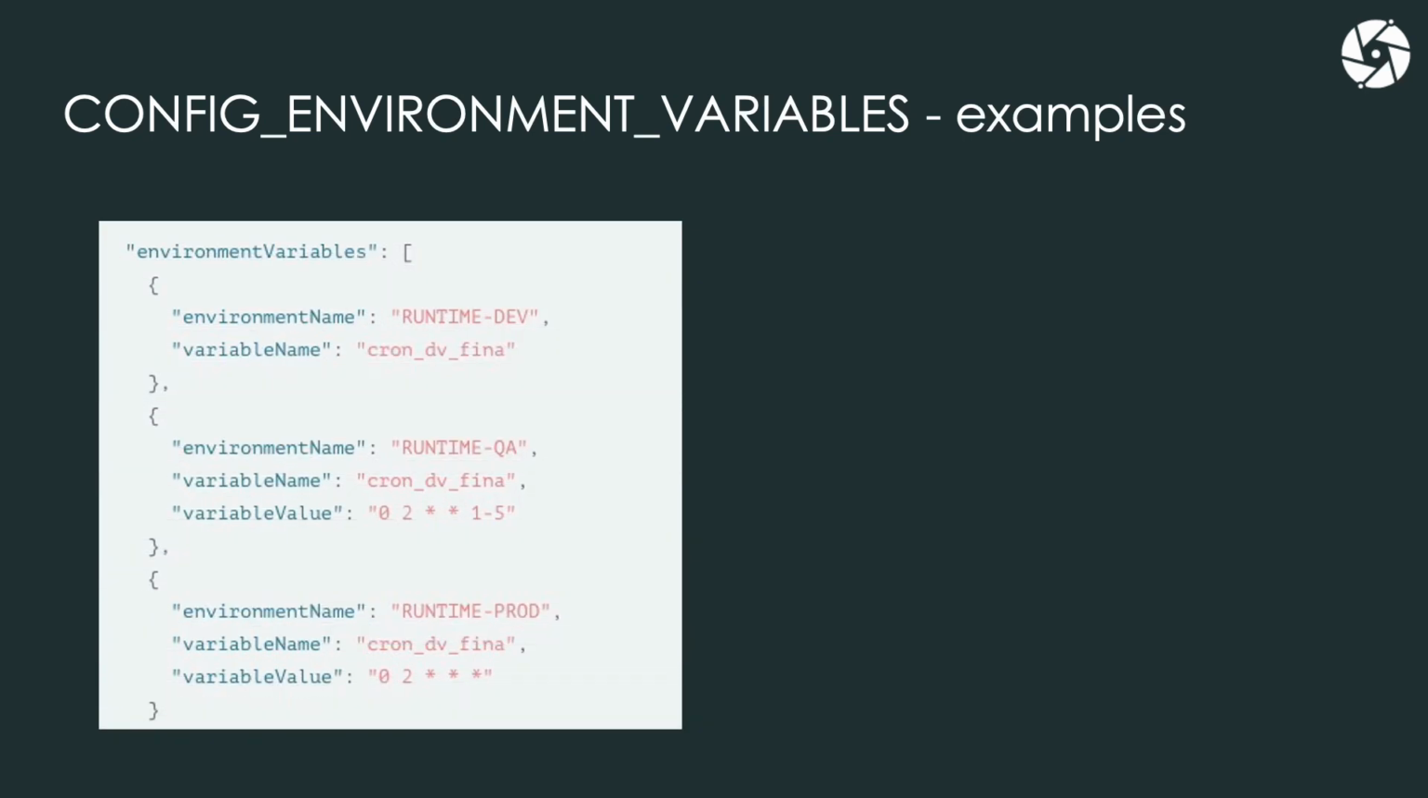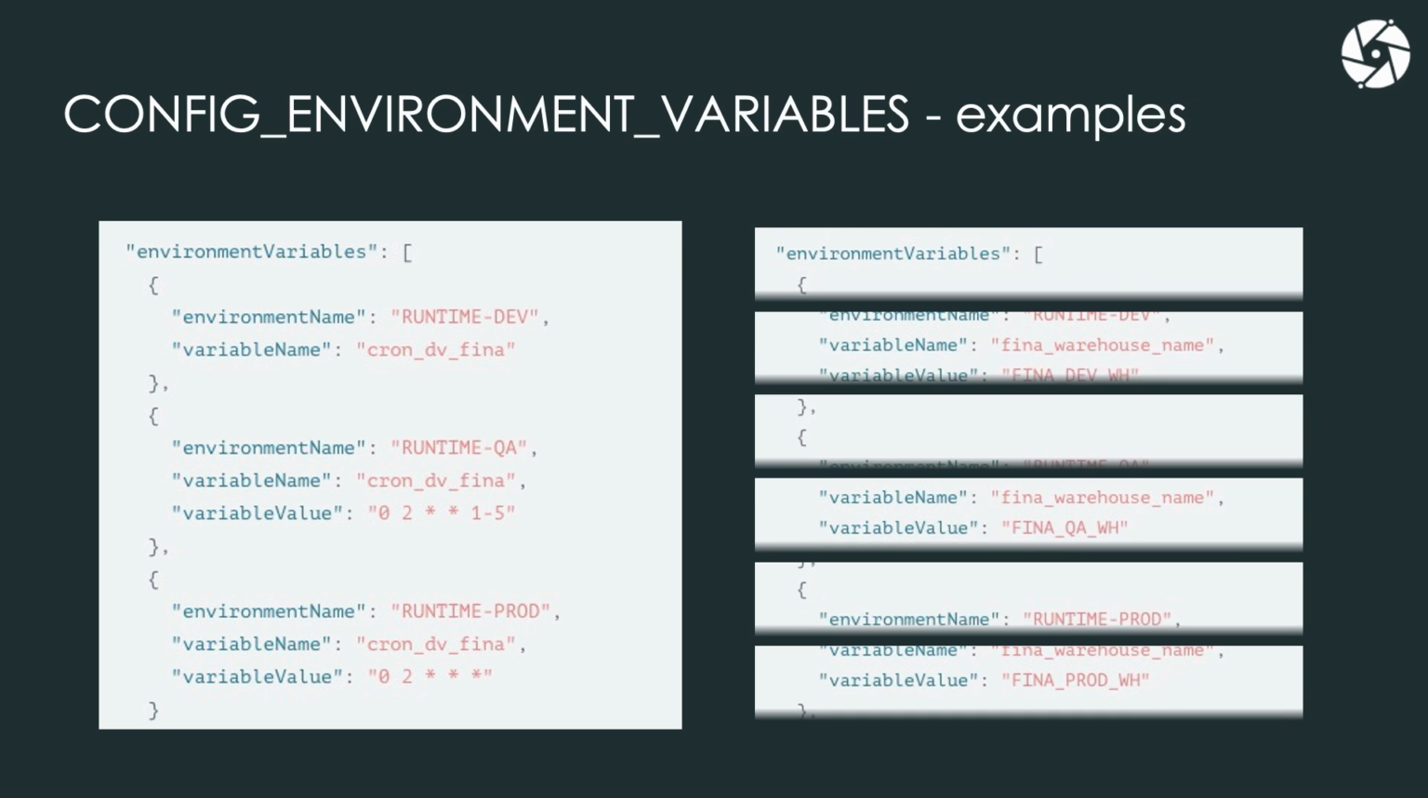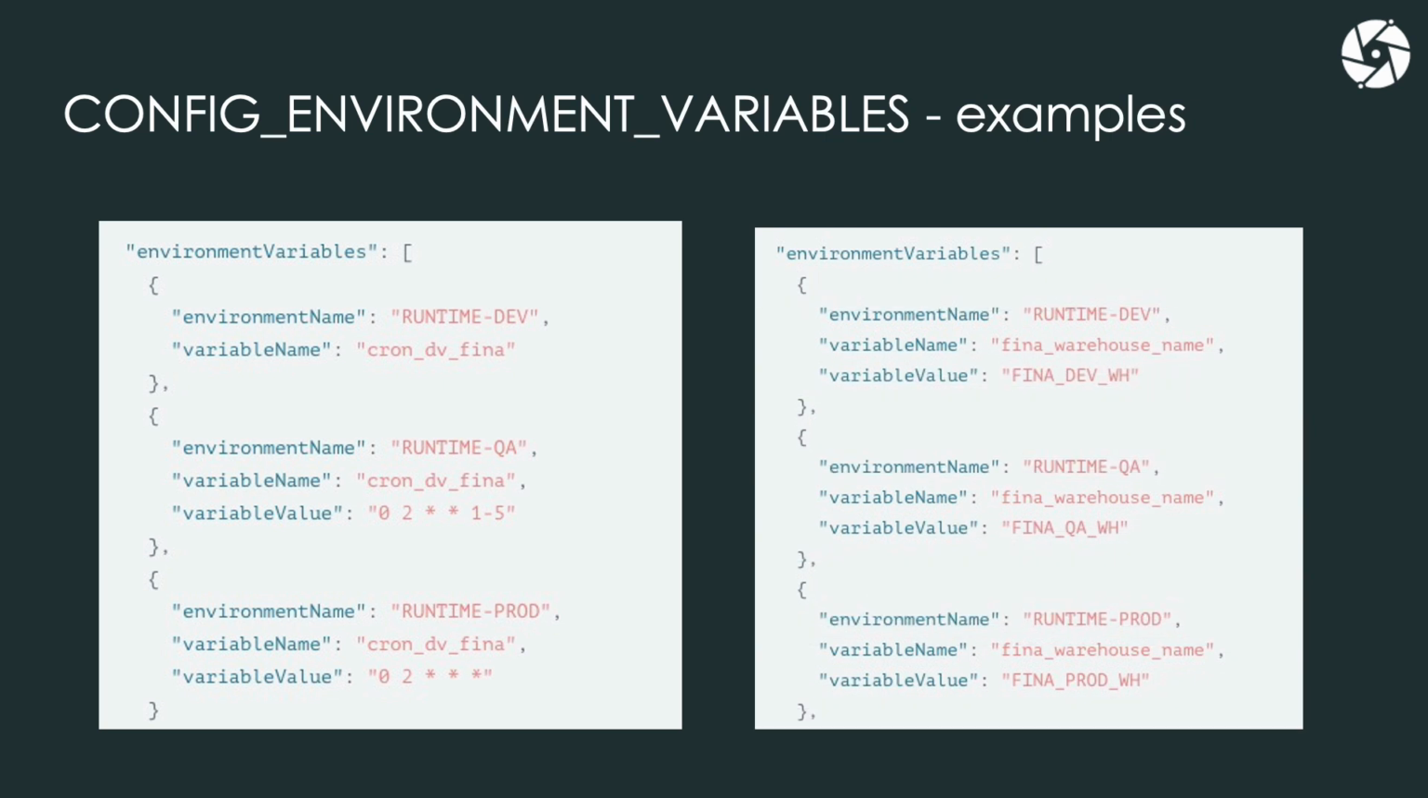One useful real-life example of using variables might be setting variables for environment-specific load scheduling, where dev, QA and prod environments have different schedules. In this case, the development environment needs no schedule, which means the workflow can only be executed manually. In QA, the load is executed on weekdays only, whereas in production on a daily basis. Another frequently implemented feature is differentiation of environment-specific virtual warehouses in Snowflake.